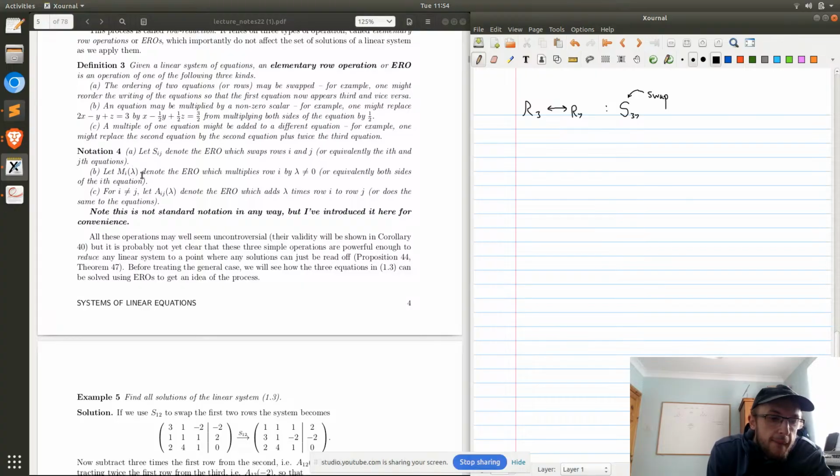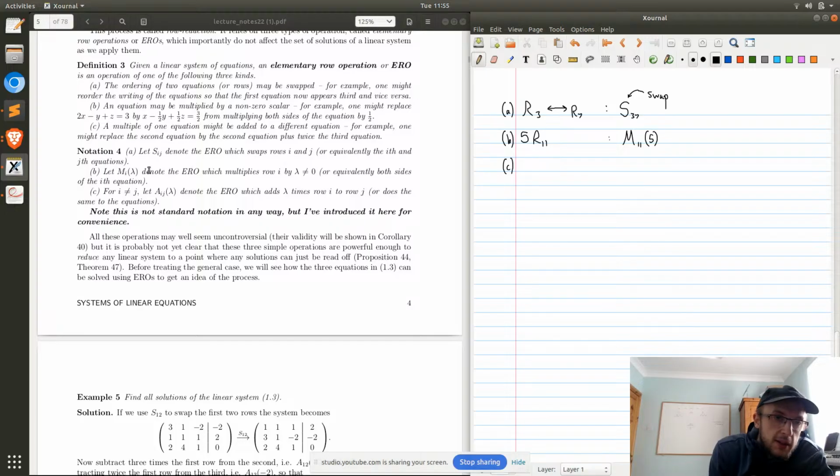Mi lambda denotes multiplying row i by the non-zero lambda. All right, so most people are used to something like this, which means multiply row 11 by 5, but here they're doing it like this. Okay. That's the first two EROs.